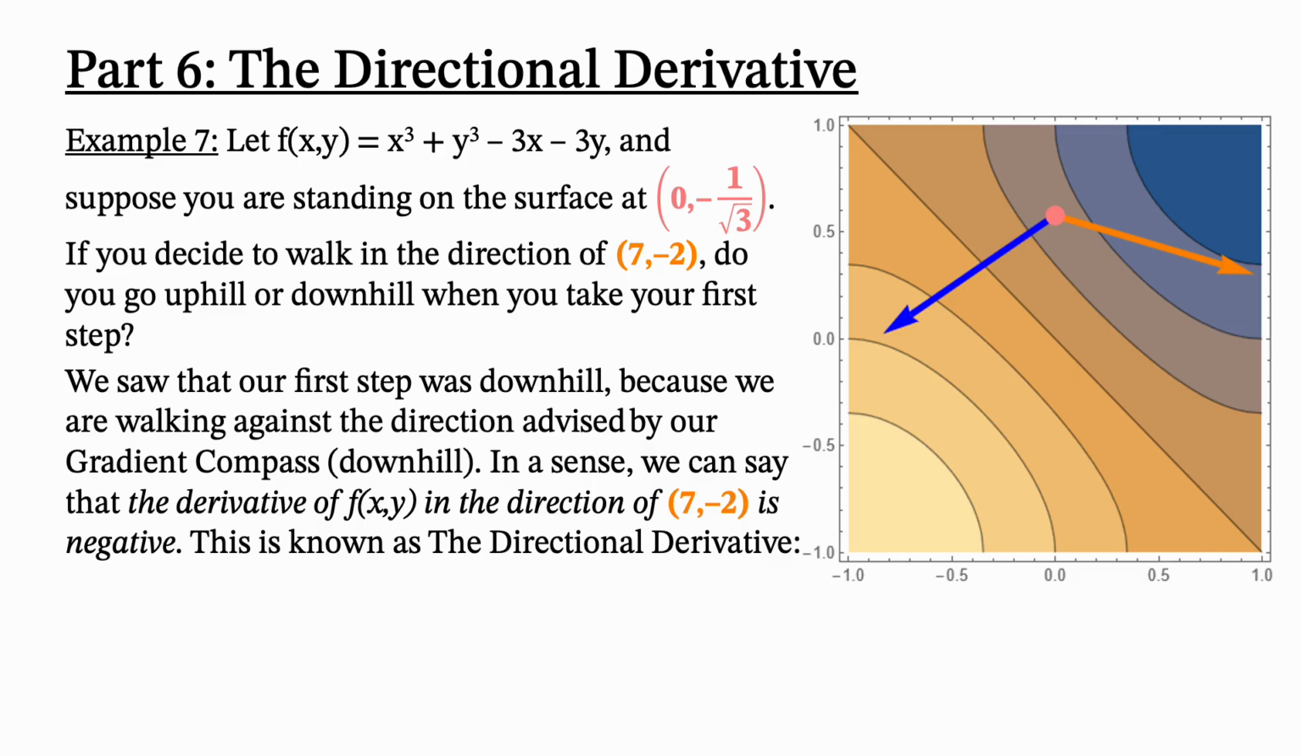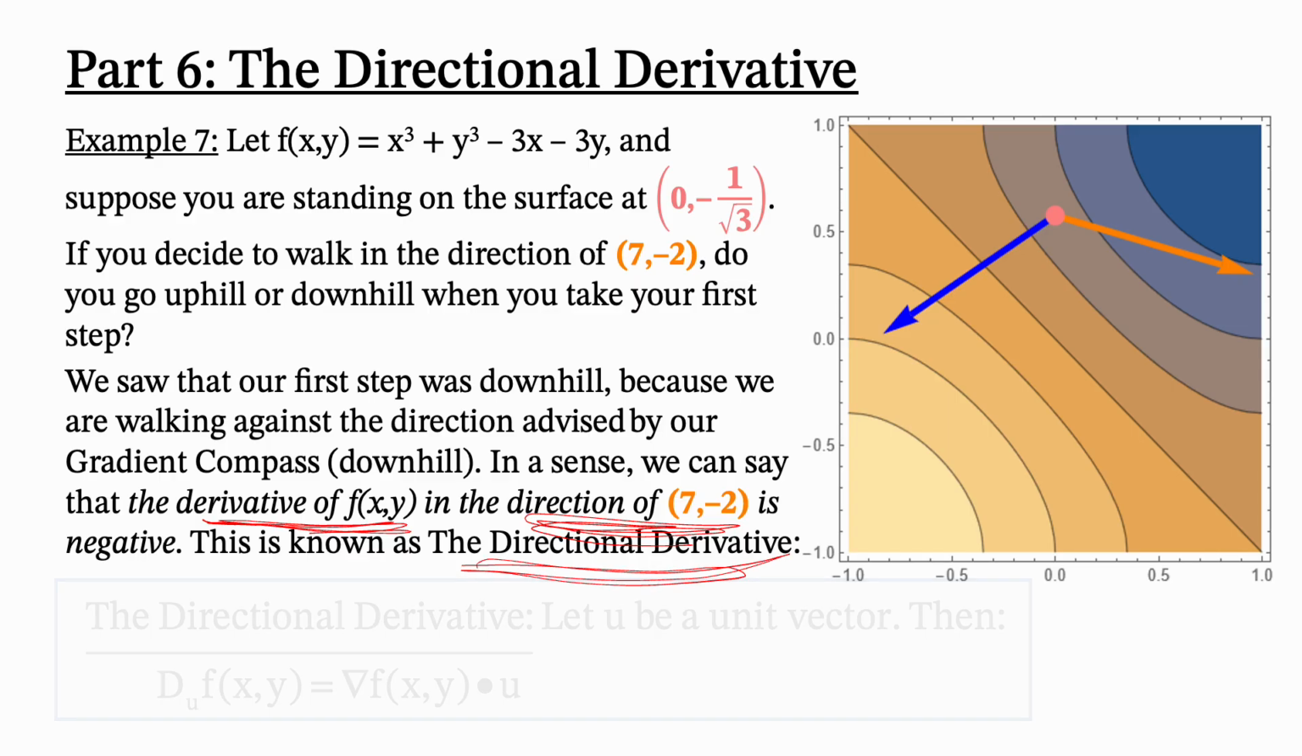So this idea of picking a direction to walk in and then getting that direction vector and figuring out if that dot product is positive or negative, it's kind of like I was taking the derivative of f of x, y in the direction of 7, negative 2. Am I walking uphill or downhill on my surface when I walk in the direction of 7, negative 2? So what we really did is something called the directional derivative. Now, they might not explicitly say this in your try-it problem, but that's what you were doing.